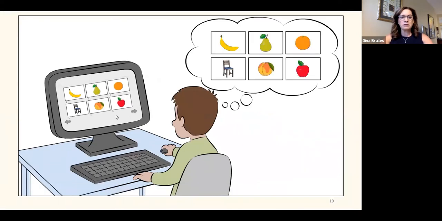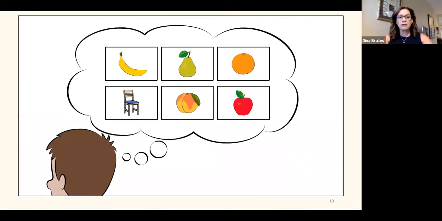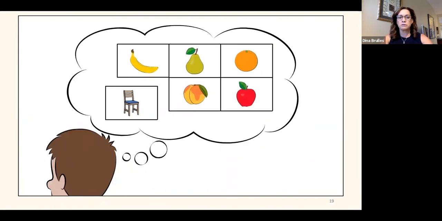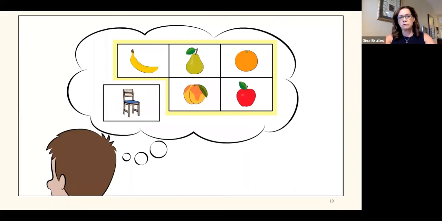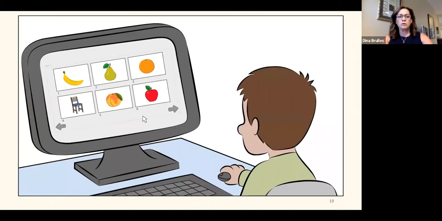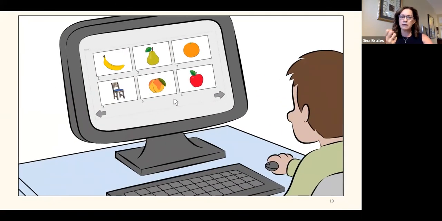So here you see, y voy a hablar en español. El niño está pensando en los dibujos, los dibujos, y está pensando, oh, ¿cuál es diferente?